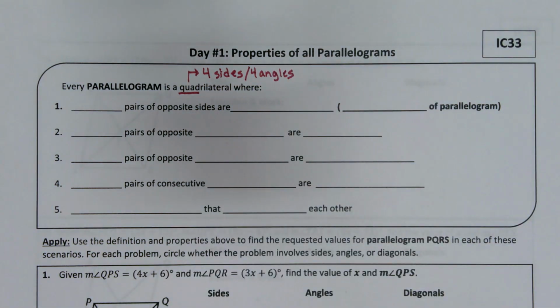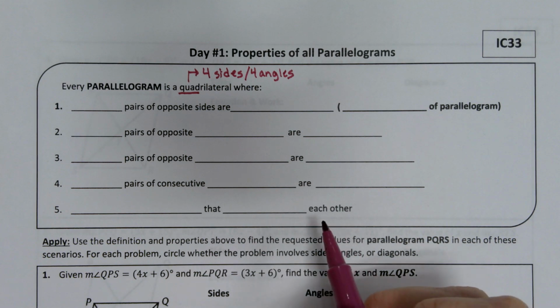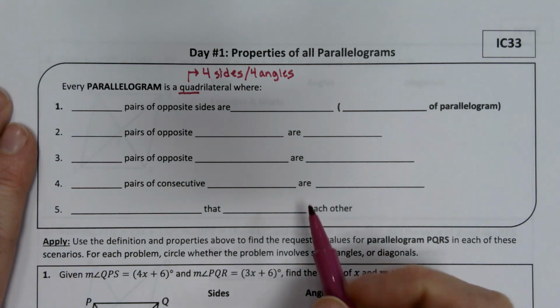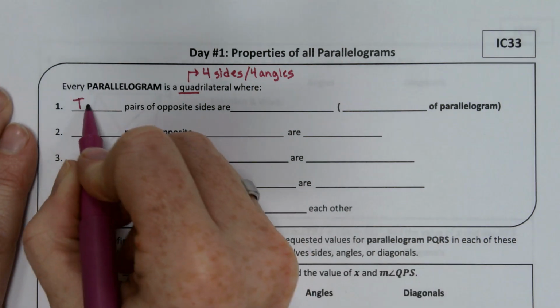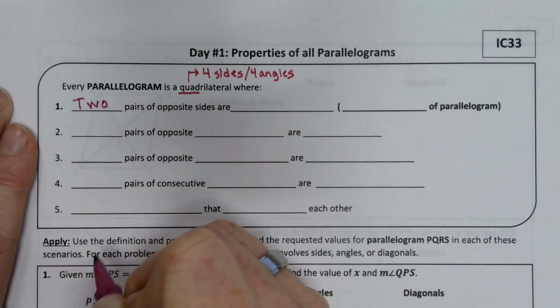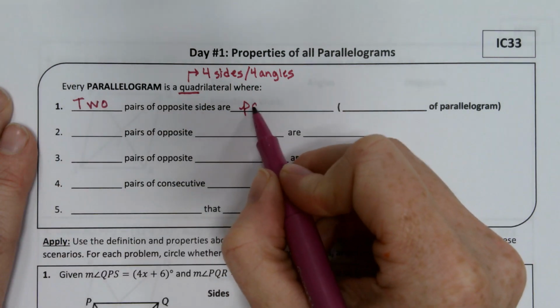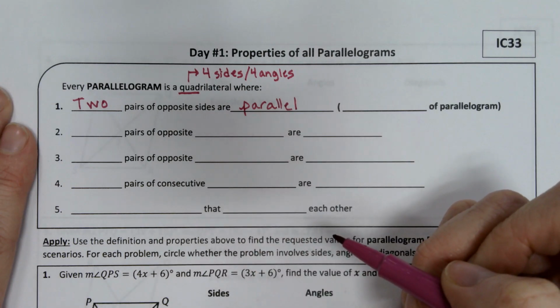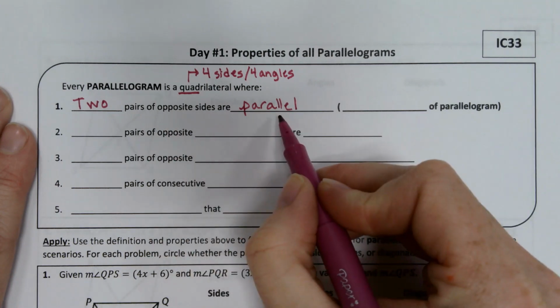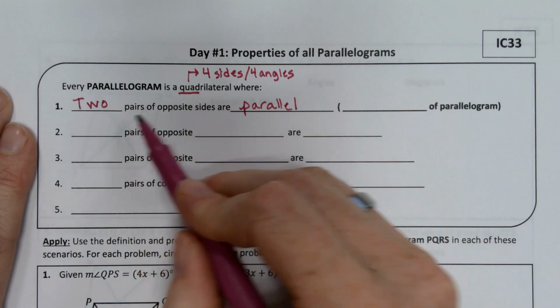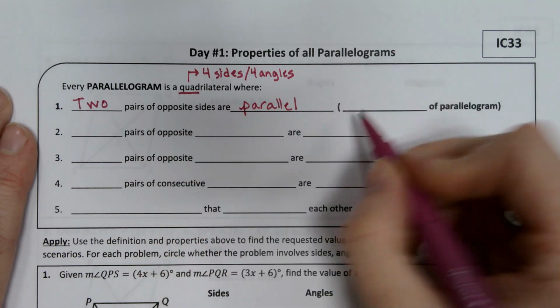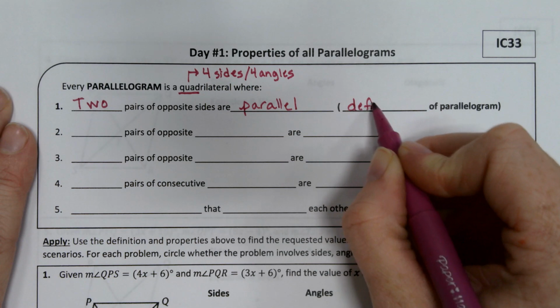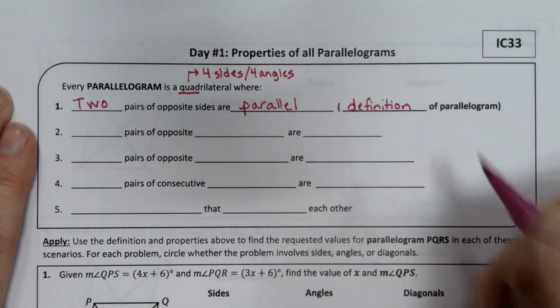But parallelograms are special versions of quadrilaterals because they also have 2 pairs of opposite sides, which are parallel. That's what gives it the name parallelogram. And that idea right there, a quadrilateral with 2 pairs of opposite sides parallel, is actually the definition of what it means to be a parallelogram.